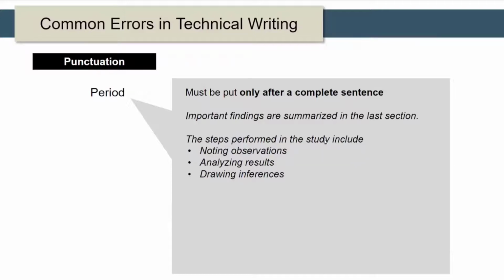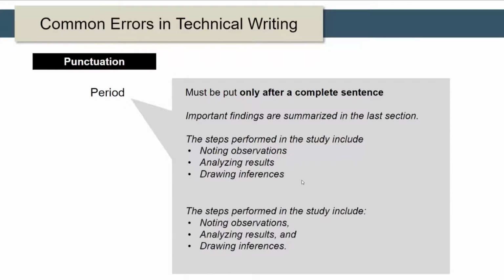So if you wanted to write the steps performed in the study include noting observations, analyzing results, drawing inferences, I'm not going to put a full stop after each of these points. I could have used some other punctuation. For example, I could have considered this as one whole sentence. I could have used lowercase n, lowercase a, and lowercase d over here. And as if it was a sentence which I'm just representing in bullet form, I could have said noting observations, comma, analyzing results, comma, and drawing inferences. Because I'm writing it as a sentence, here I can use a period at the end of the sentence because I'm treating this entire thing as one sentence because I used those punctuations to denote. But if this is not what I was doing, if this is what I was going ahead with, right, there will not be any period after any of the bullet points.